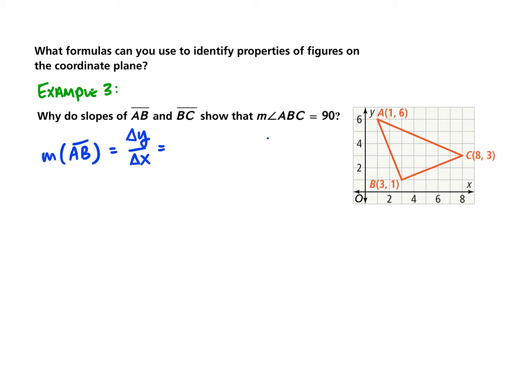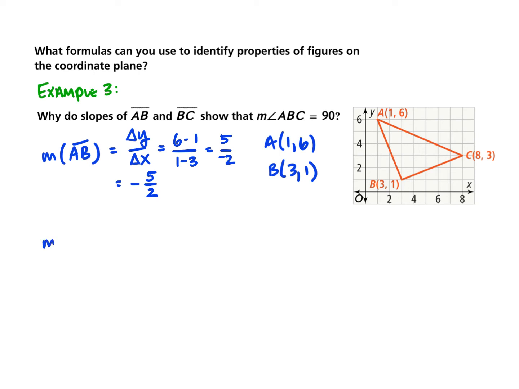Off to the side, I just like to have the coordinates here, so let me rewrite those. Now when I do the change in y's and the change in x's, as I said before in example 1, since I'm not squaring these, I do have to pay attention and make sure that I subtract them in the same order. So I'm just going to subtract them from top to bottom the way I have it written over here. I'm going to do 6 minus 1 for change in y and 1 minus 3 for change in x. That's going to give me 5 over negative 2, which normally we would write with the negative sign in the middle, so negative 5/2 is the slope of segment AB.